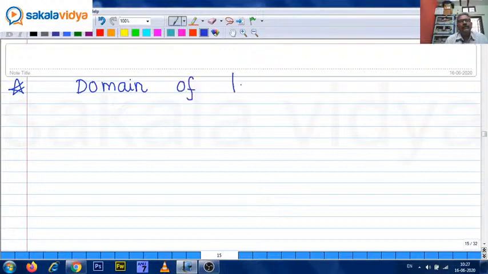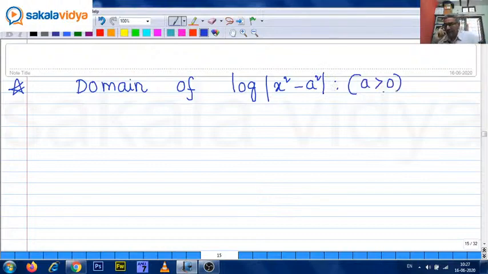Domain of log of mod x square minus a square, where a is greater than 0. Yes, Prasanna, you can write like that also, no problem. Absolutely correct.